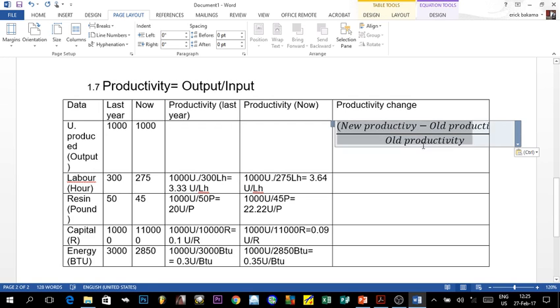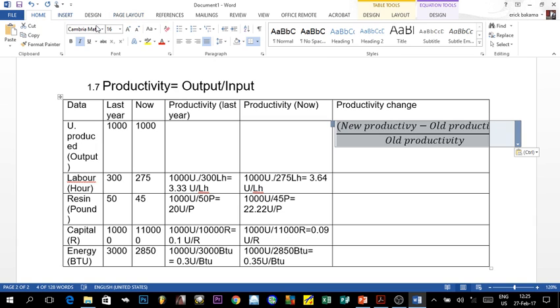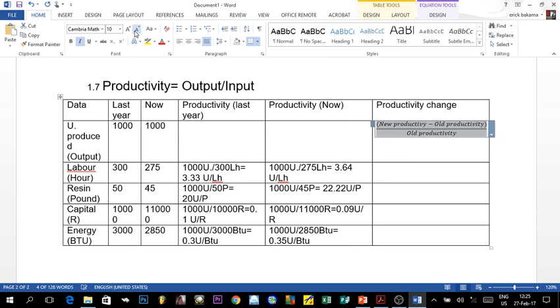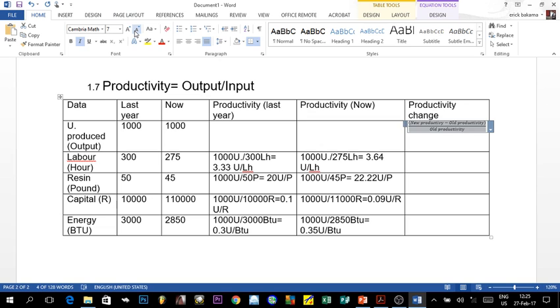Just a bit bigger. I want to make it a bit smaller. I hope everyone can see from here.